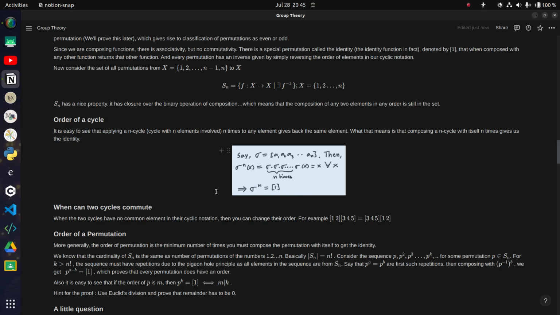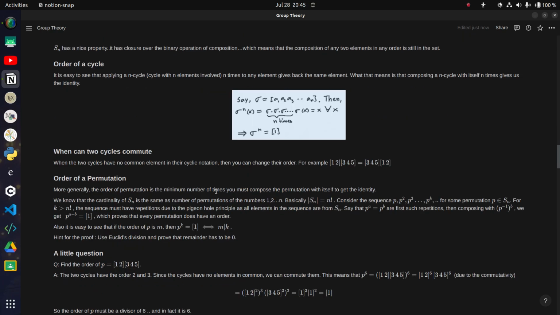Okay, next. So when can two cycles commute? I talked a bit about commutativity, and I said that two permutations can commute if they don't have any element in common. So first of all, when can two cycles commute? If they have no element in common in their cyclic notation, then you can commute them, right? Because it's as if they're working on separate domains, because everything else is just the identity.